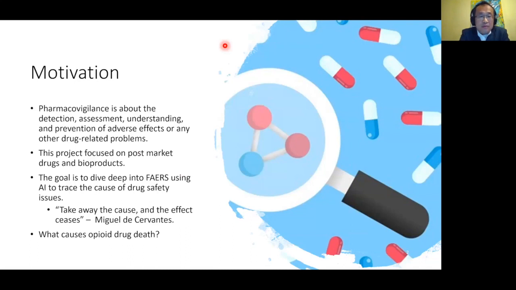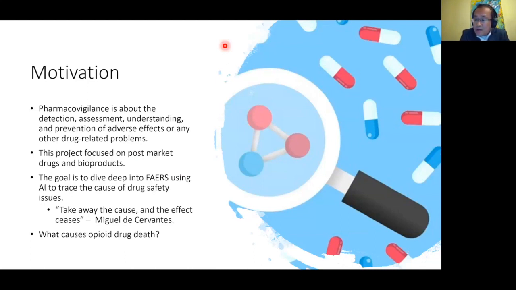So the goal is really, as I said, to dive deep into FAERS data using artificial intelligence. What we want to do is, in addition to modeling the safety signals, we also want to analyze the cause, so discover the cause and effect relationship. Because as McGill, the scientist, said, quote, take away the cause and the effect ceases.